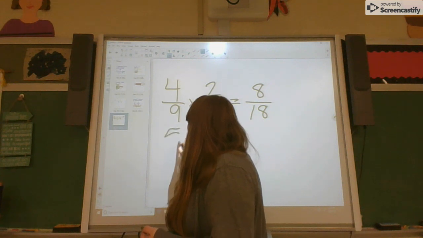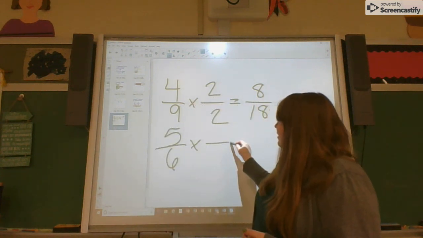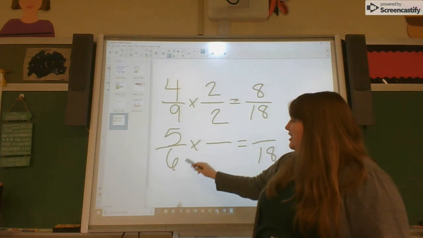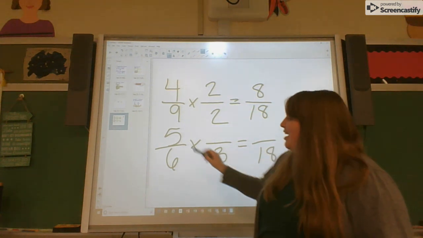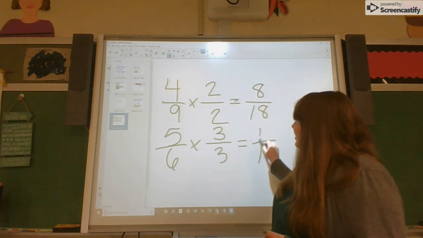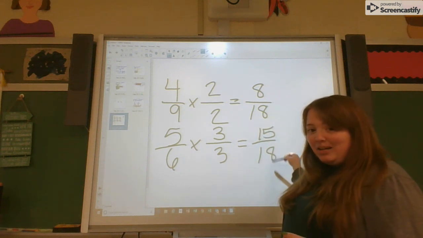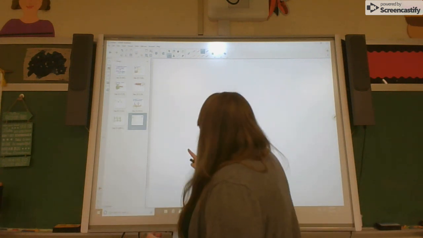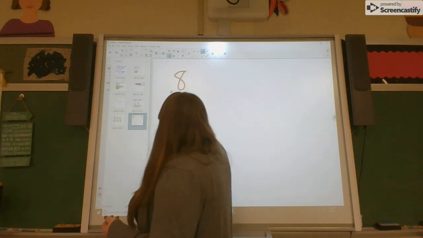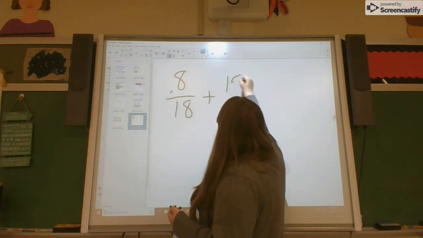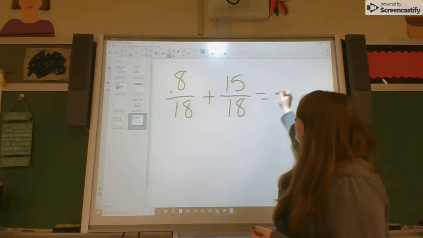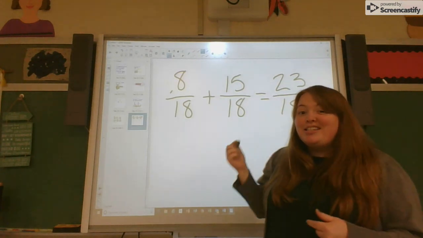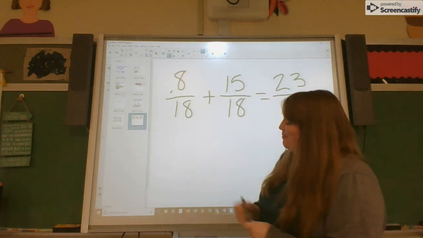Then I have 5/6 times something over something gives me something over 18. I know 6 times 3 gives me 18. So then I have 5 times 3 gives me 15. Now I have the same denominator and I'm good to add. 8 over 18 plus 15 over 18 gives me 23 over 18. We could stop there, but that's not in simplest form.